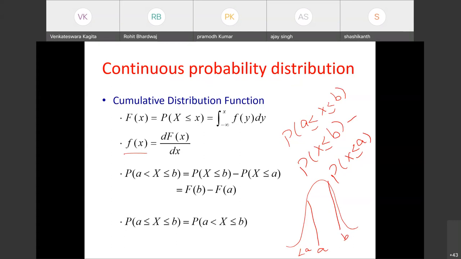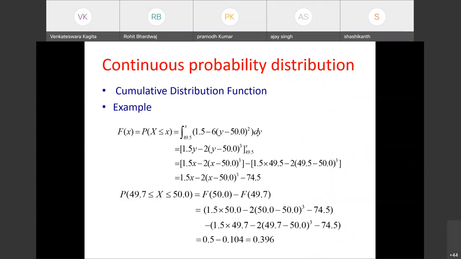Okay. Then this cumulative distribution is giving this probability of x less than or equal to b, which means this whole area. And probability of x less than or equal to a means this area. So we are not interested in this area, we're just interested in this area. So subtract this area from this area. So probability of x less than or equal to b minus probability of x less than a.